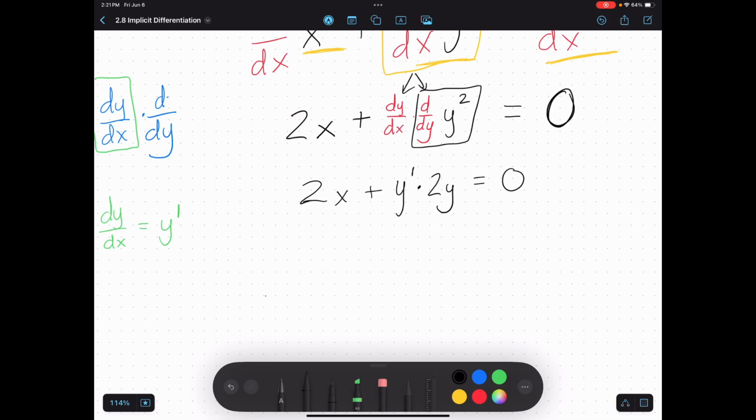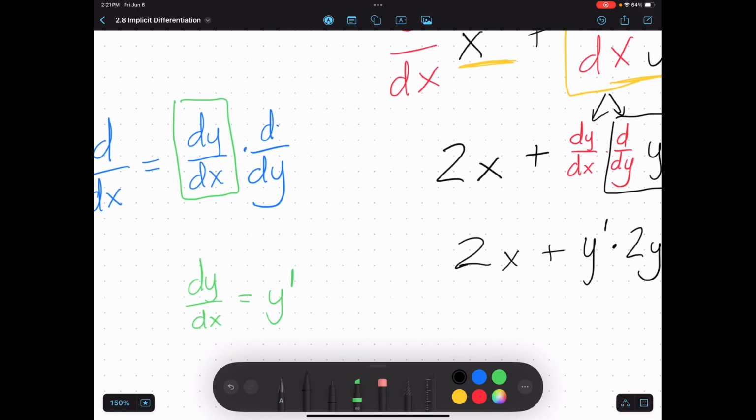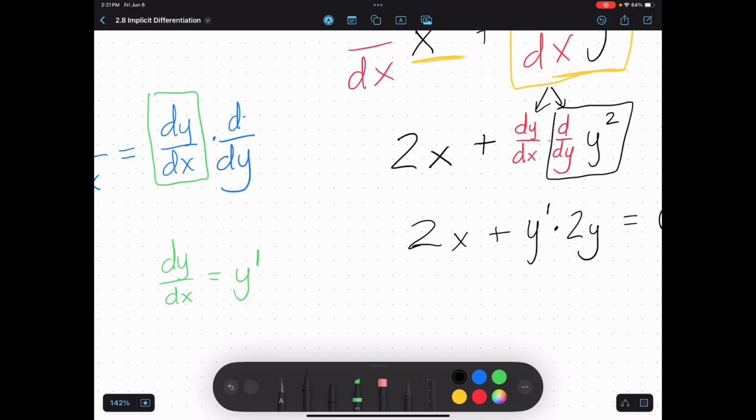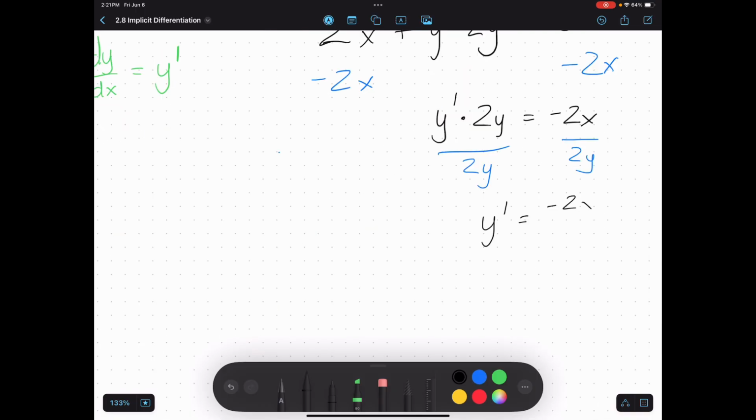Now where do we go from here? Well, once again, what are we looking for? We're looking for how y changes in terms of x. We're looking for that derivative. We're looking for y prime. So from here, I can just solve for y prime. And I get negative 2x over 2y, which simplifies to negative x over y.